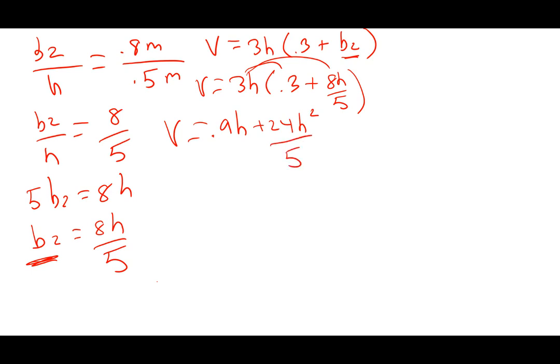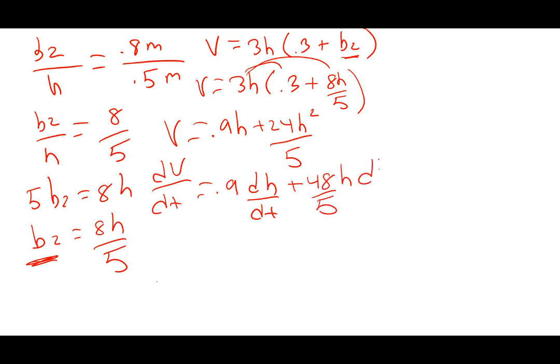That is actually fantastic because now I'm down to only h's, which means that when I take the derivative, I'm going to get dV/dt and dH/dt, but life is going to be good because I'm going to definitely be able to solve from there. So this is my ultimate volume equation. Now it's time to do the calculus, which means take the derivative. The derivative of the left side gives you dV/dt. The derivative of 0.9h is 0.9 times dH/dt, plus 24 fifths h squared, bring down the 2. 2 times 24 fifths is 48 fifths. H to the 1 less power, dH/dt.